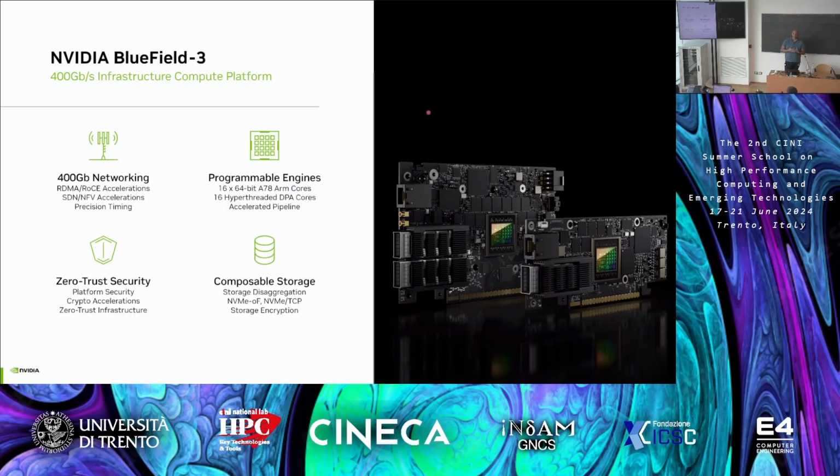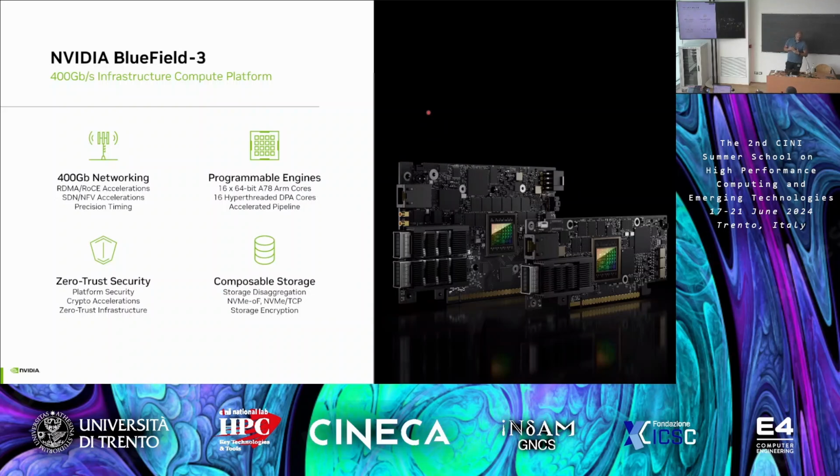16 64-bit A78 ARM cores, right? So you can see this as an endpoint on the NIC. You have a small CPU on the NIC where you can run your own stuff, right? And a DPA that is, let's say, a bit more exotic as an architecture, but can give you, let's say, even more performance when used in the right way.